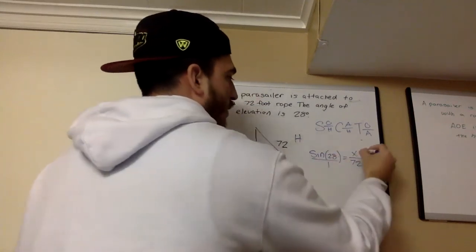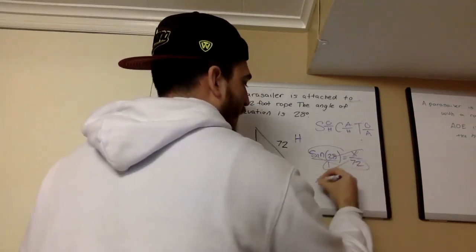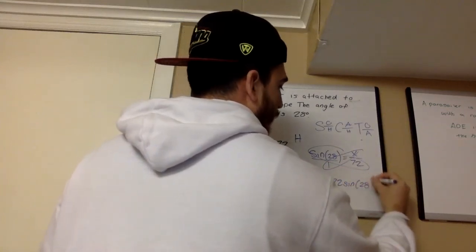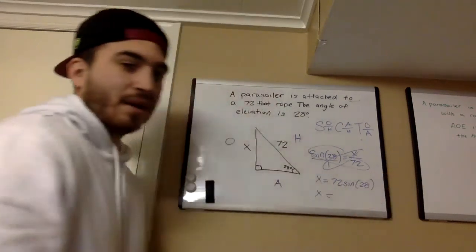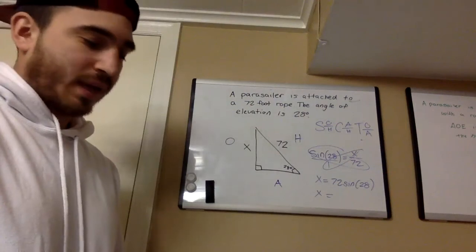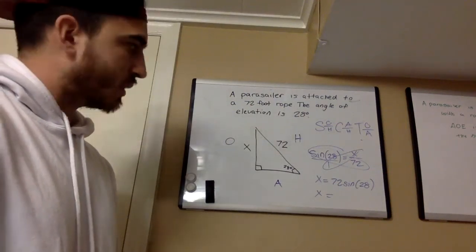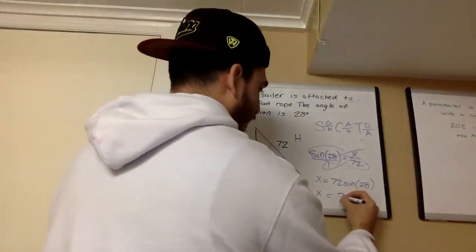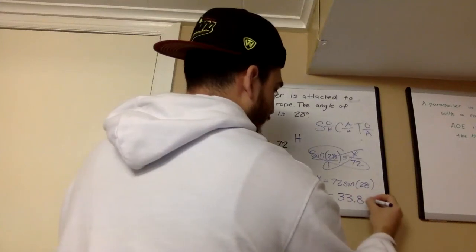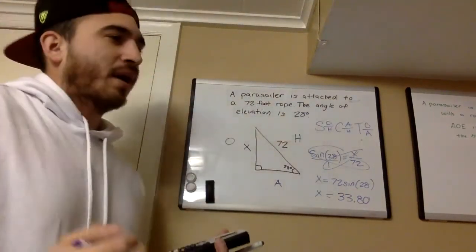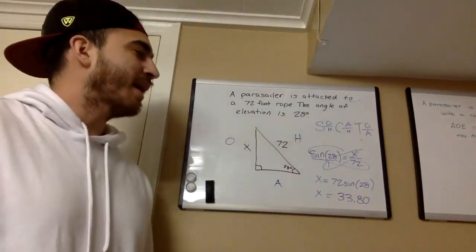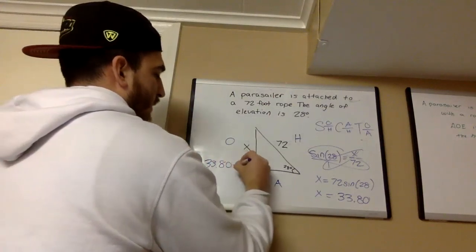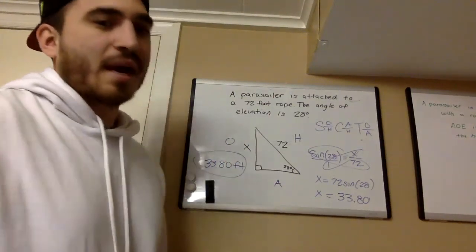Put this over 1, cross multiply. You're going to get x is equal to 72 sine of 28. So then this is what you're just going to put into your calculator. So then you have 72 sine of 28. So you end up getting x is equal to 33.80. This is where it counts to have units. Since this is a word problem, you have to say that it is 33.80 feet. And that's how you do a word problem.